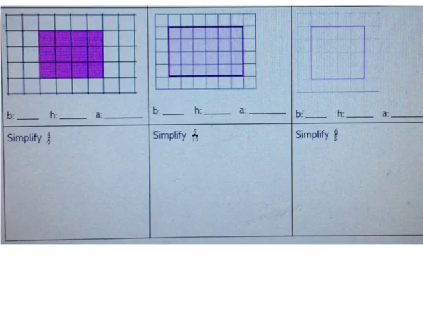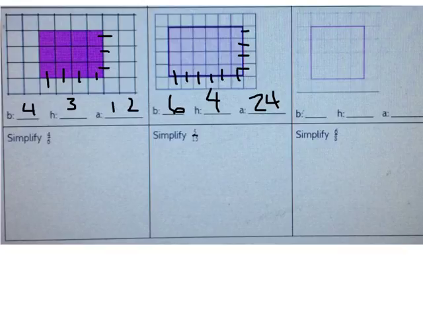Now let's find the base, height, and area of some rectangles. What's the base of the first rectangle? It's 1, 2, 3, 4. What's the height? It's 1, 2, 3. So what's the area? The area is 12 square units. Go ahead and find the base, height, and area of the next rectangle. The base is 6 units, the height is 4 units, and the area is 24 square units. Go ahead and find the base, height, and area of the next rectangle. The base is 4, the height is 4, and the area is 16 square units.